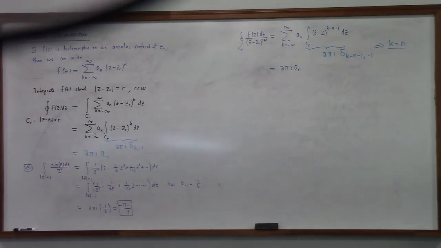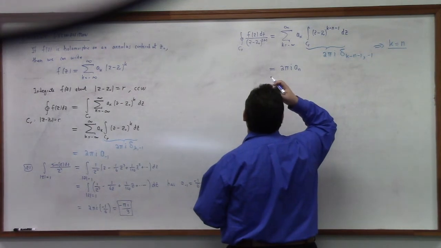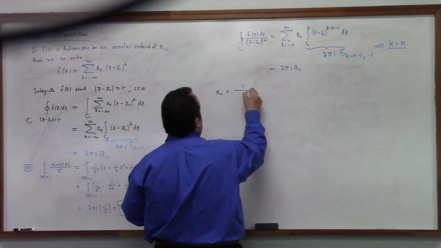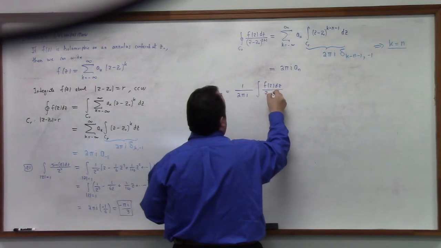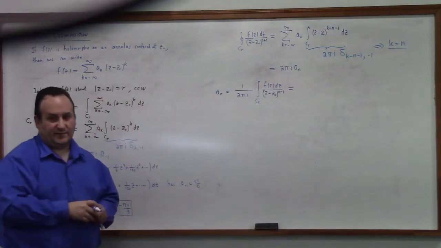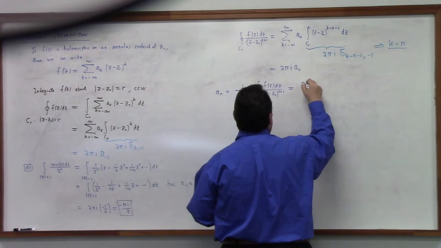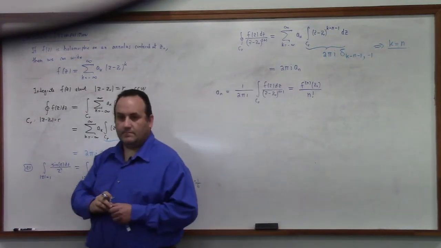Now, what else did we know about this? Cauchy's generalized integral formula told us that a sub n is just f to the n, but with a 1 over 2 pi i. So we could say a sub n is equal to 1 over 2 pi i times the integral of f of z dz over z minus z naught to the n plus 1. And Cauchy's generalized integral formula said that was the nth derivative evaluated at z naught, divided by n factorial, I believe.